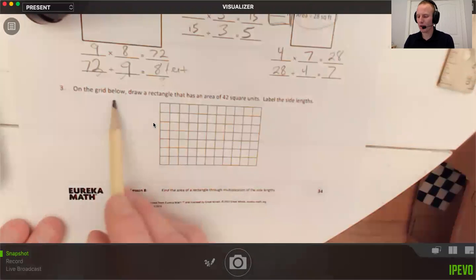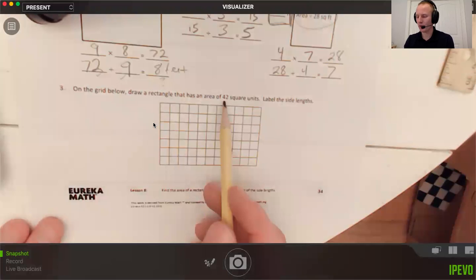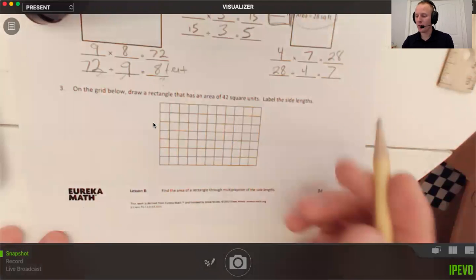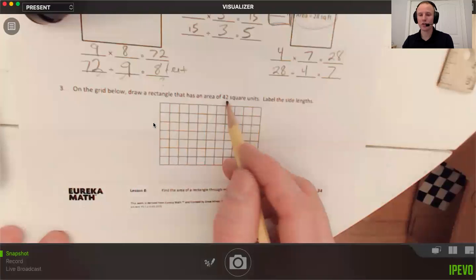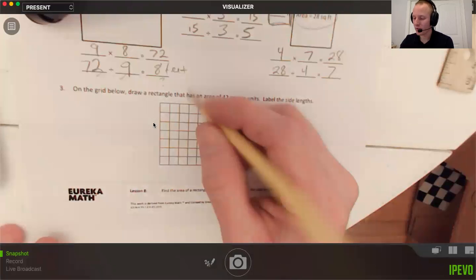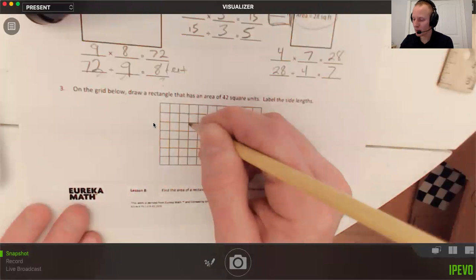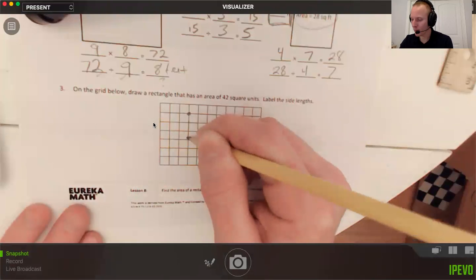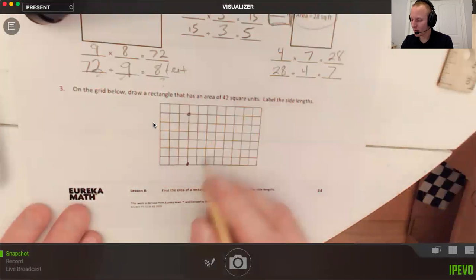On the grid below, draw a rectangle that has an area of 42 square units. Label the side lengths. Okay, well, there's more than one way to do this, but on this one, since I can't do 2 times 21 or 1 times 42, I'm going to do 6 times 7. So 1, 2, if I start there, 1, 2, 3, 4, 5, 6. And then I'm going to draw that in there.